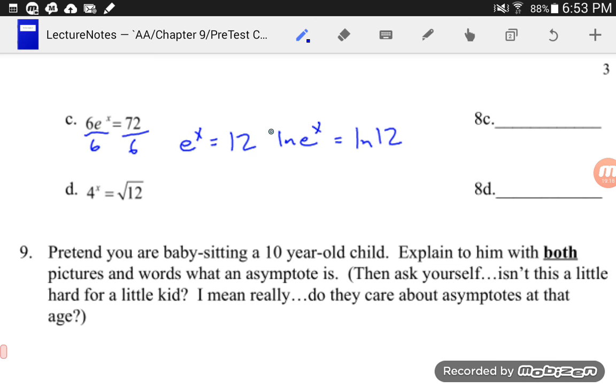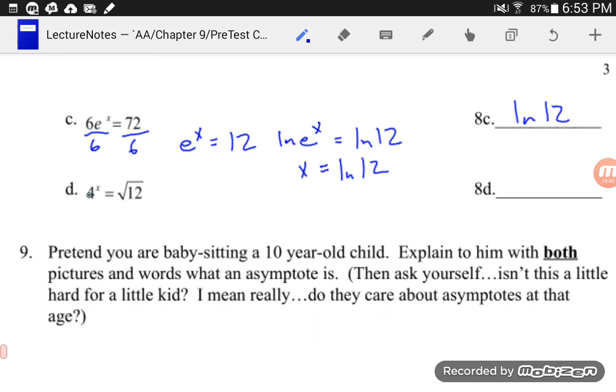And I can take that x down in front, and because natural log of e is just 1, 1 times x is x. x equals the natural log of 12. I'm actually just going to leave it as that. That is a number. I'm content with that. You may leave it as that as well. You're welcome.